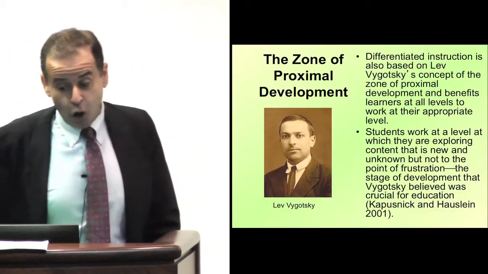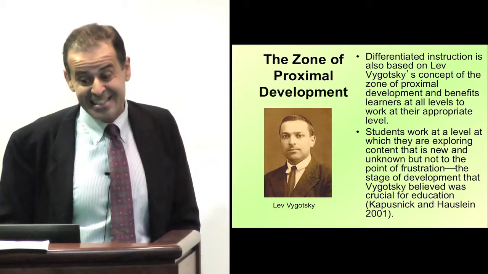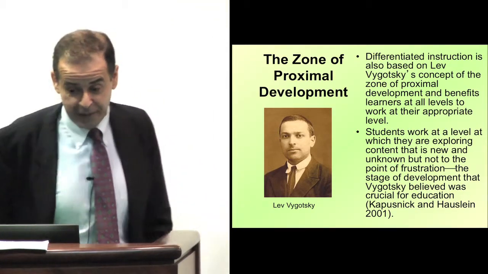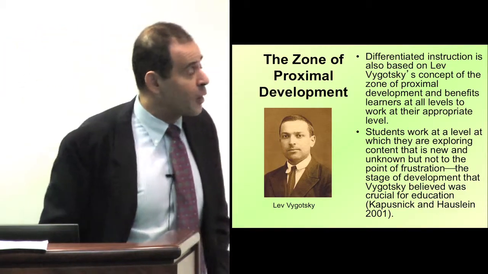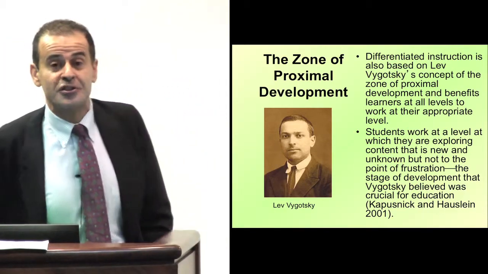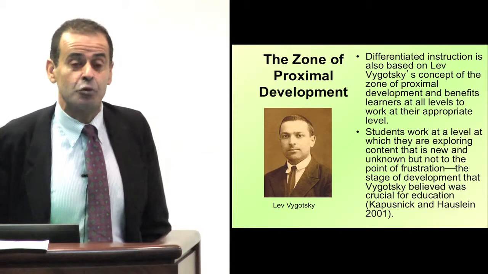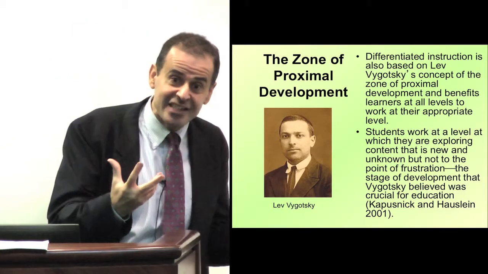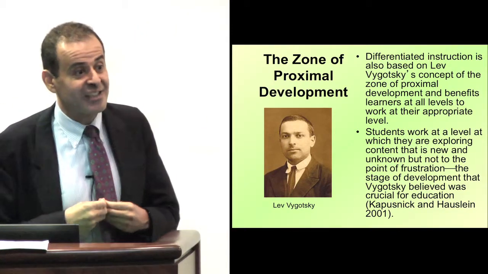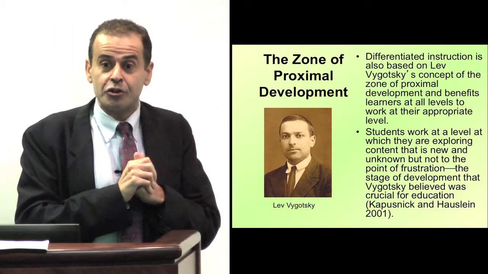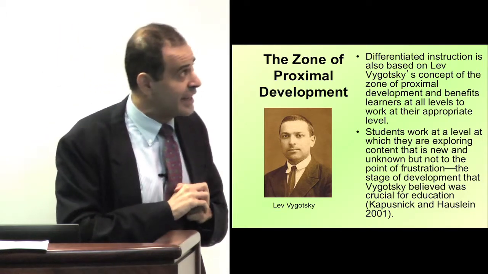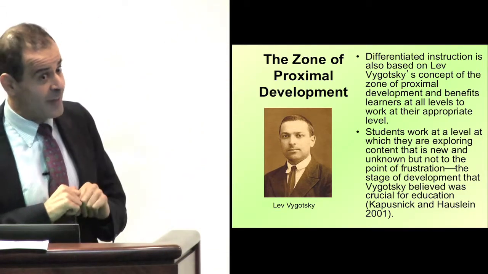Differentiated instruction is also based on Vygotsky's theory, which is called the zone of proximal development. According to the zone of proximal development, teachers need to teach at a level in which instruction is stimulating. If instruction is too easy or too difficult, chances are it's going to lead to problems for many students, and that was probably what was going on in the video that we saw.